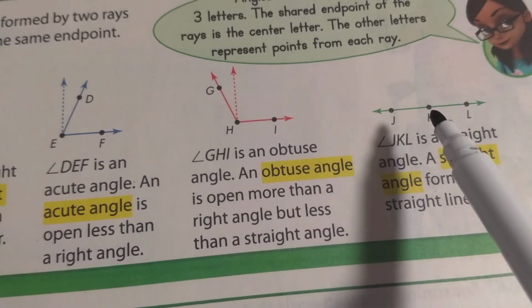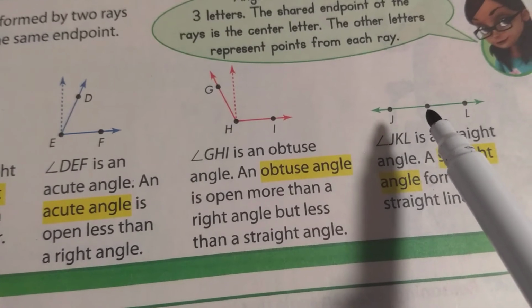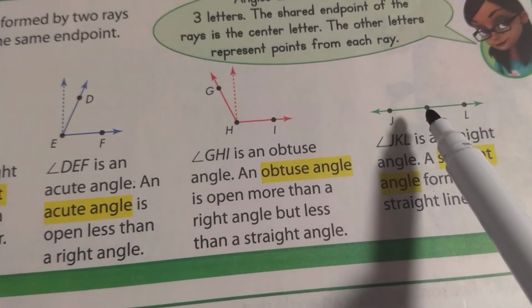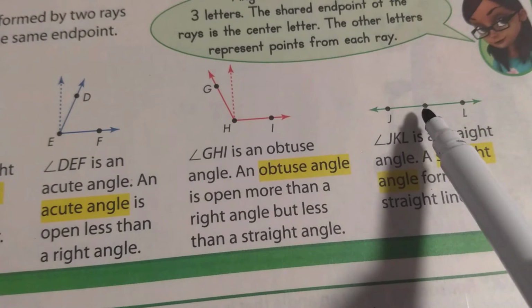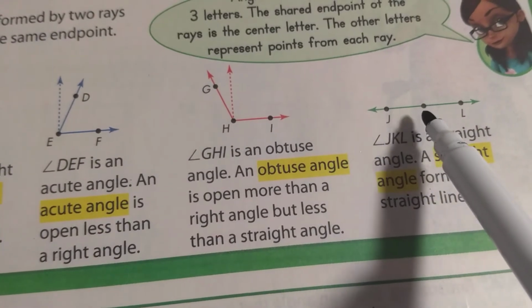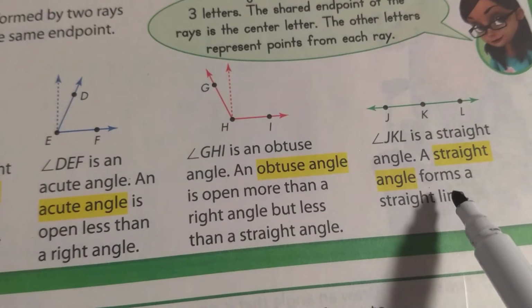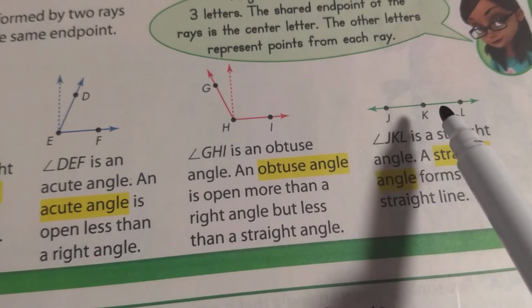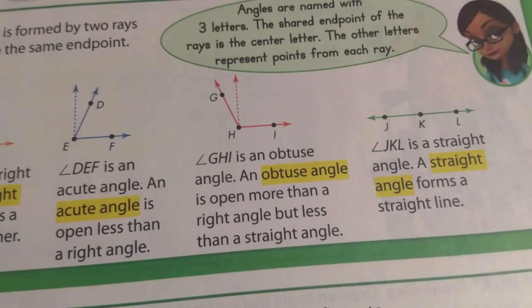So this is angle JKL. And it also has 2 rays that are joined at an endpoint, and that endpoint happens to be in the center at K. So from K to J is a ray, and from K to L is also a ray. Okay, made up of an endpoint and a line that continues on.